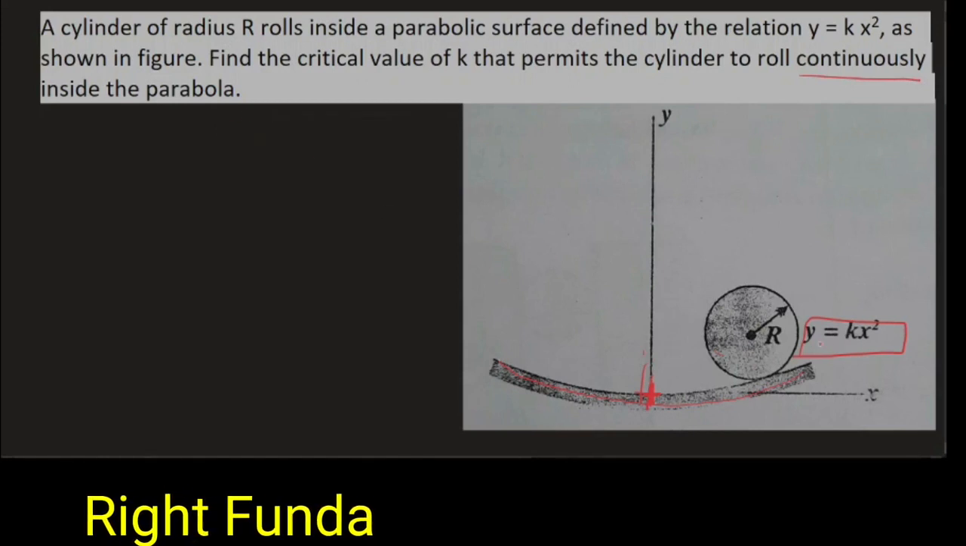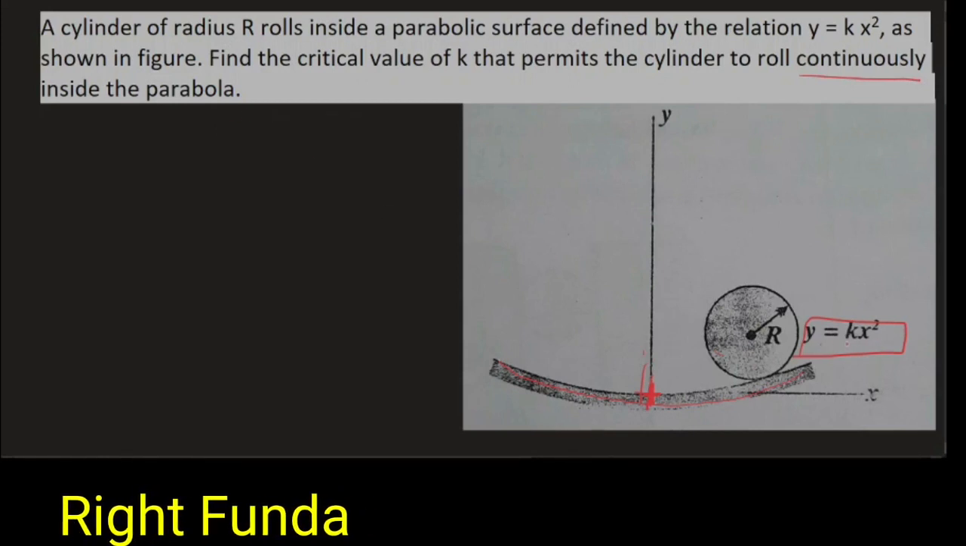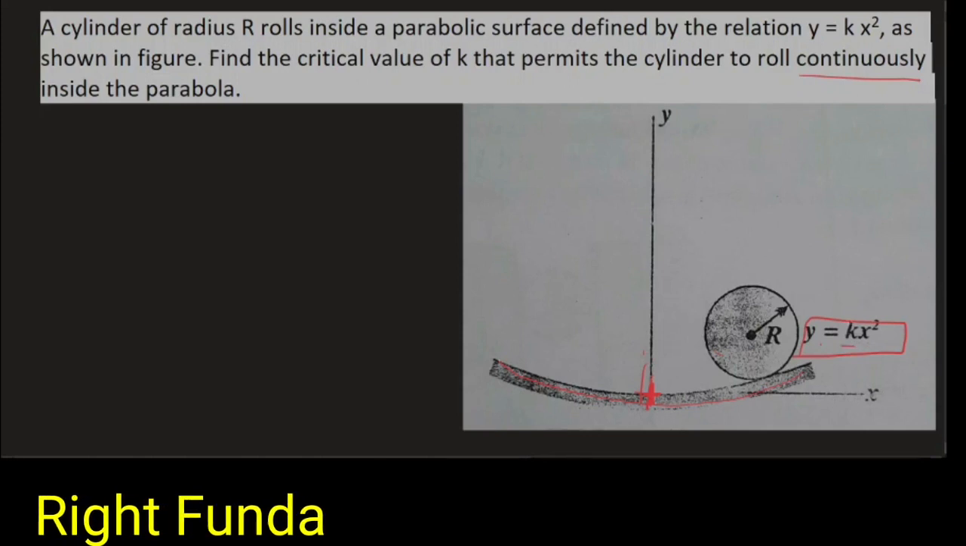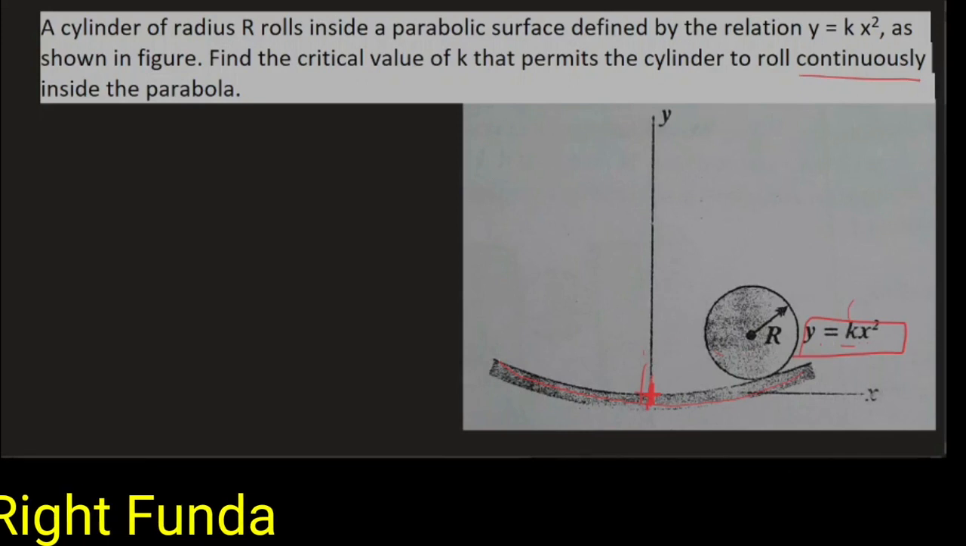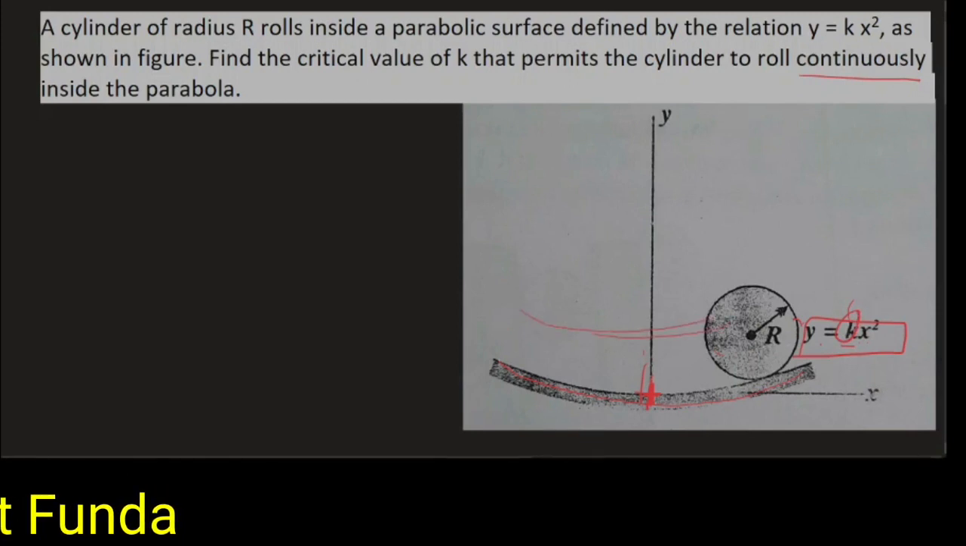This function can be anything. y can be 2kx square, y can be 3kx square, 4kx square, 2.5kx square, root 2 kx square. Any value is possible. So the question is asking for what critical value of k this pure rolling on this curved surface continuously is possible. Now you have understood the question.